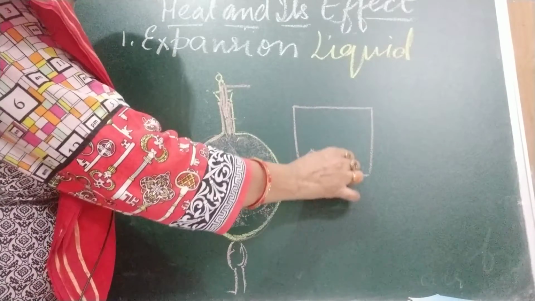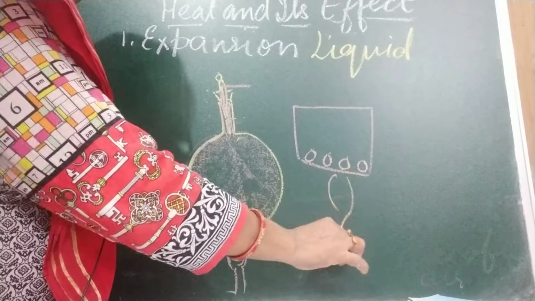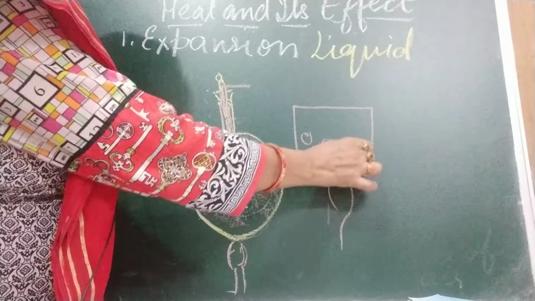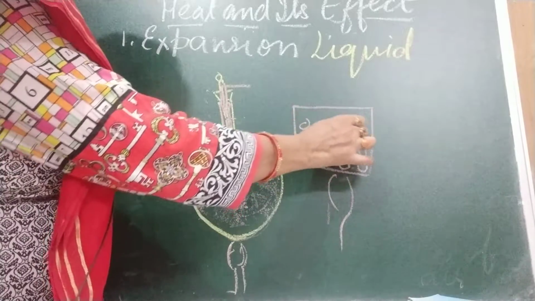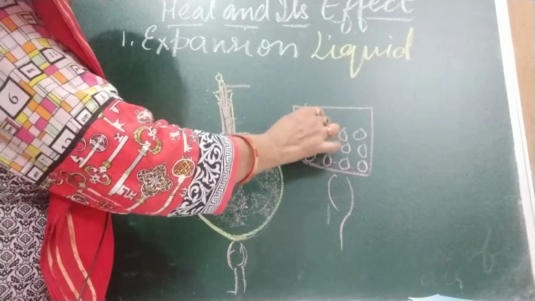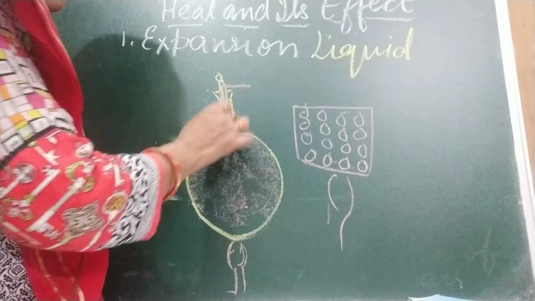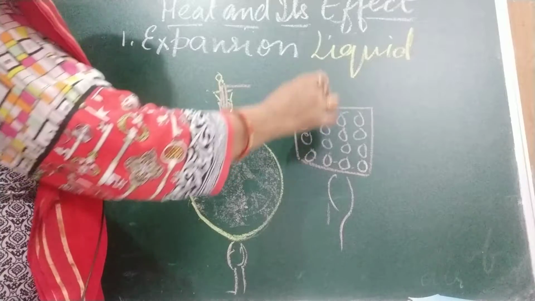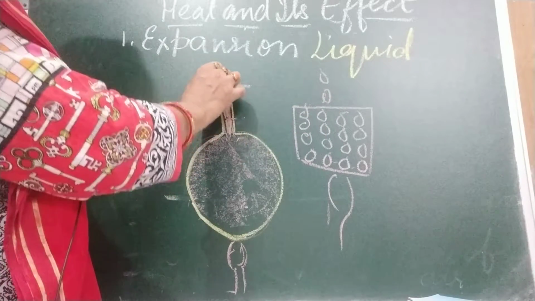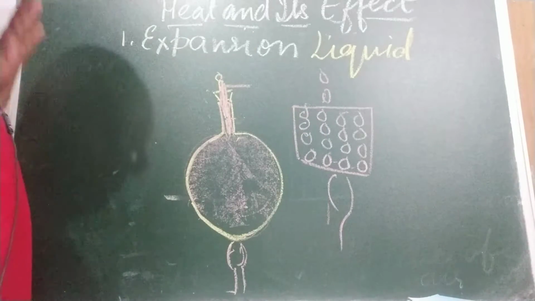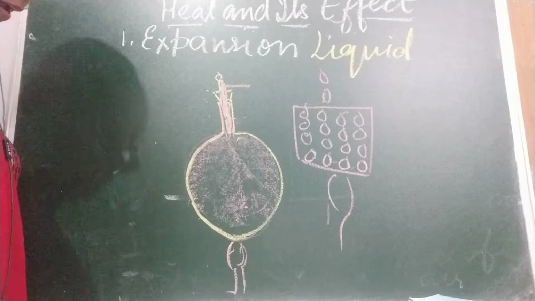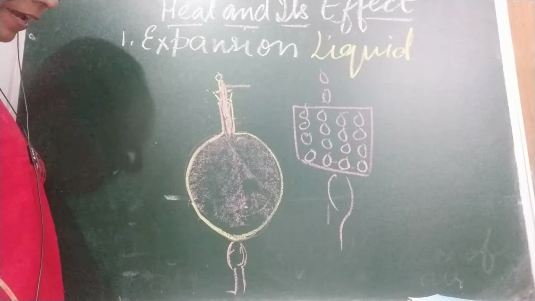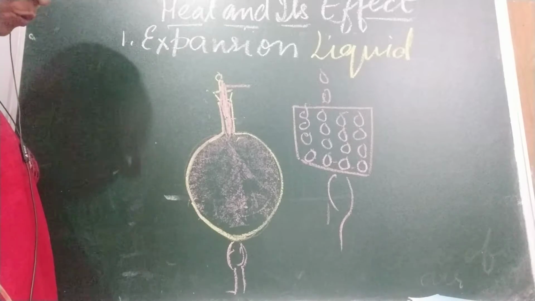liquids have gaps between particles. When they attain heat energy, they will move, and where they get placed in this pipe, they start moving in the pipe. That is why we see that the level is rising. When the heat reaches the liquid, it expands. Its level in the tube goes up.